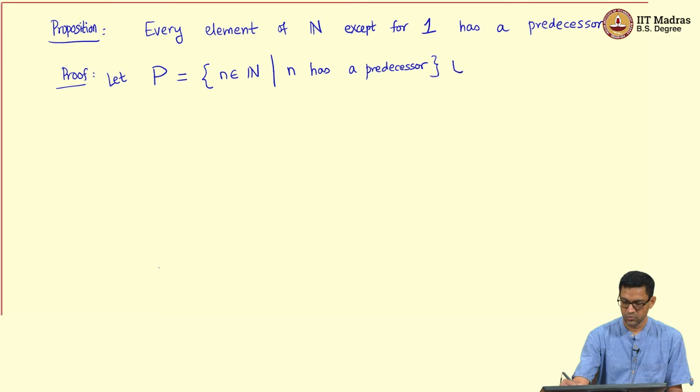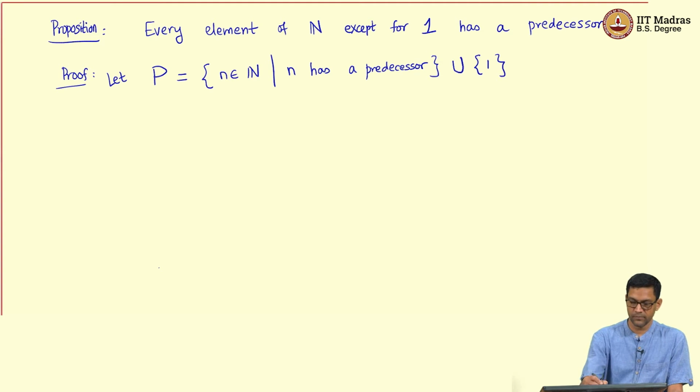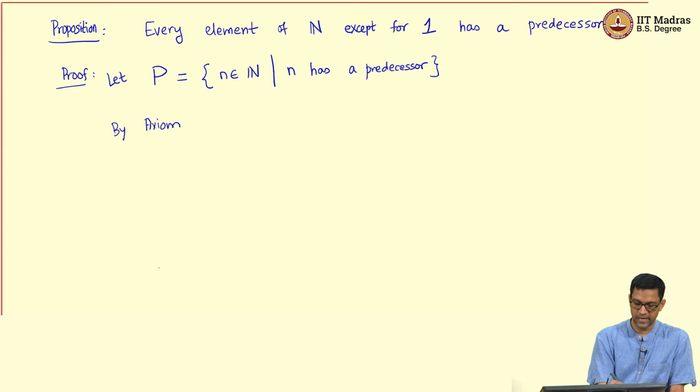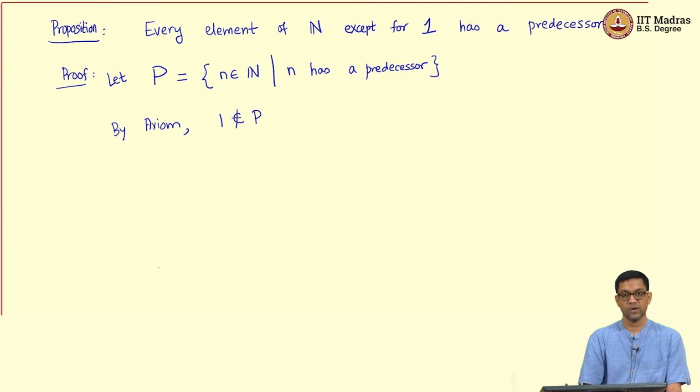Let me do something slightly extra here. I will also attach the element 1. What I have done here is taken the union of these two sets. Recall the first set, the numbers n which have a predecessor: 1 does not belong to that set. Let us do it in 2 steps maybe. Let me first define P, which is those numbers which have a predecessor. Then recall one of the Peano axioms: by one of the axioms, we know that 1 cannot be an element of P because 1 does not have a predecessor.